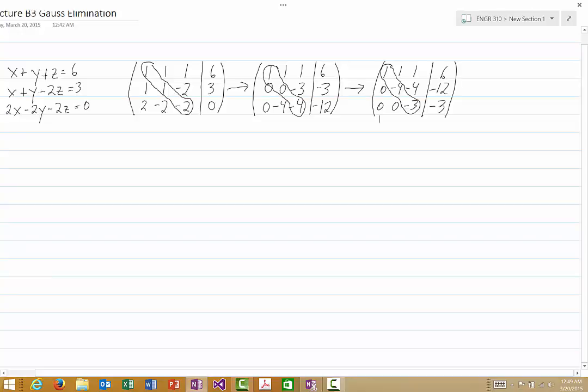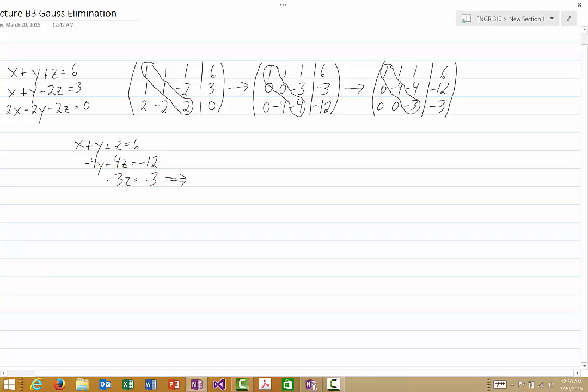Remember, what we'll do now is write down the system of equations that this augmented matrix represents. So we have x + y + z = 6, -4y - 4z = -12, and -3z = -3. And we start with this bottom equation.